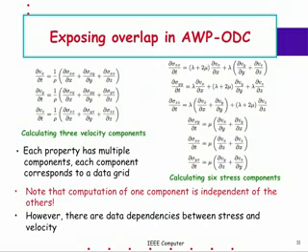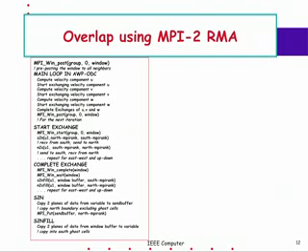And how do we expose the overlap in this application? Here there are some mathematical expressions. We are trying to show how we calculate the 3 velocity components and how we calculate the 6 stress components. Each property has multiple components, and each component corresponds to a data grid. It is to be noted that computation of one component is independent of the others, but however there are data dependencies between the stress and velocity.